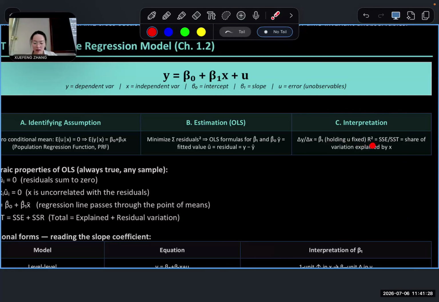And then we talk about R squared, how to calculate, right? We use SSE over SST, means the share of variation explained by X, okay? How many X can explain Y? This is what R squared means. But it doesn't mean causality, okay? It doesn't mean causality.